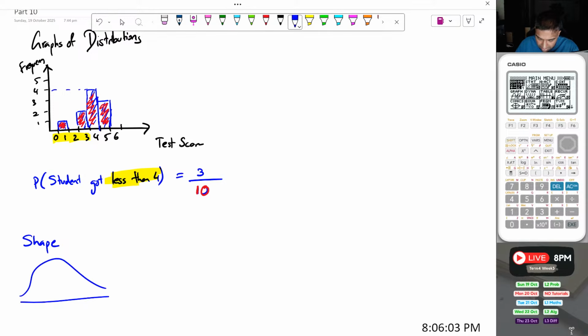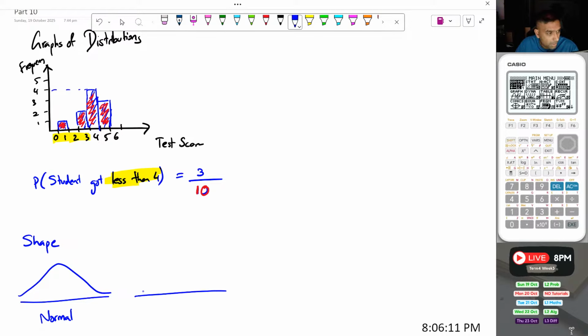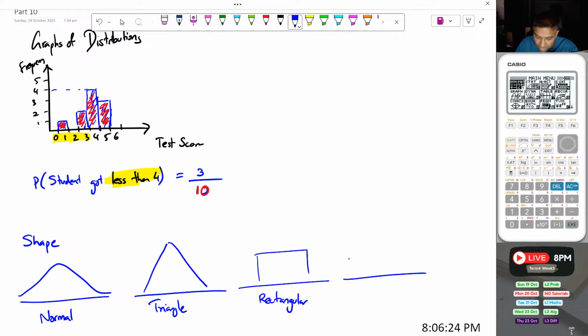So shapes, like, oh, that's terrible, normal. So that'll end up being a normal shape. Sometimes you'll get more like a triangle shape. So it's a very clear triangle shape. You could also get a rectangular shape. Sometimes you get some really weird ones, where the graph could look like this. And if it does look like that, you can call that irregular.